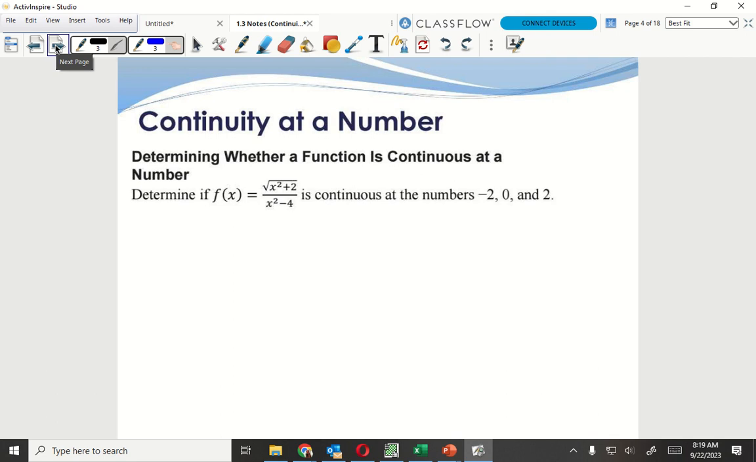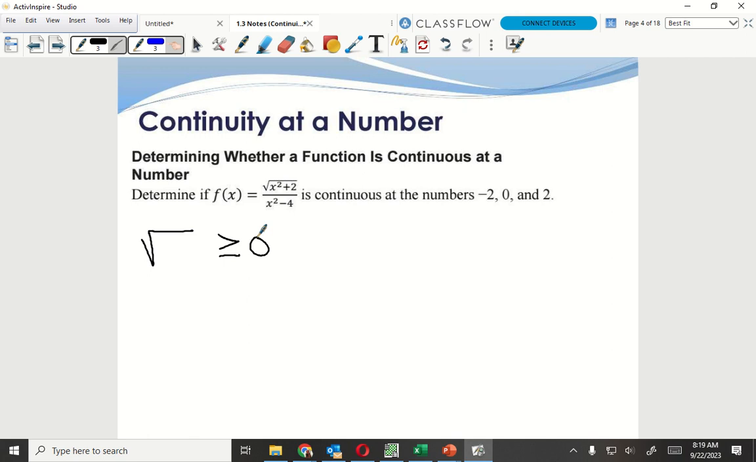Determining whether a function is continuous at a number. Okay. Now, I have to take a look at a couple different things. But the first thing is inside a square root. Whatever is inside a square root has to be greater than or equal to 0.